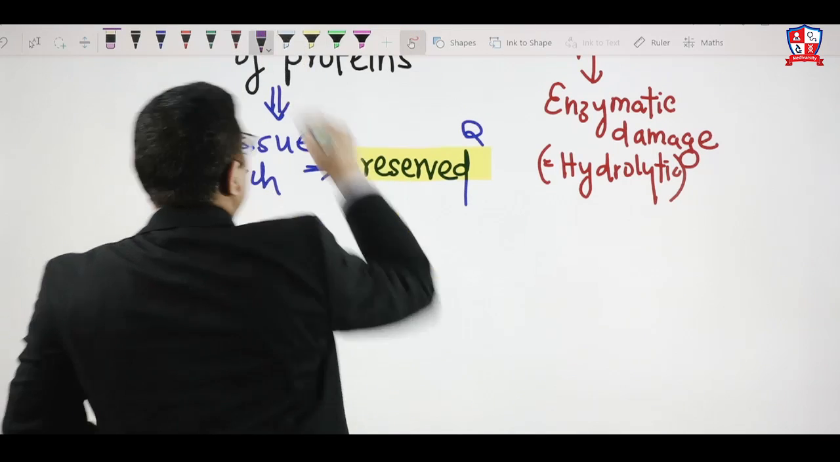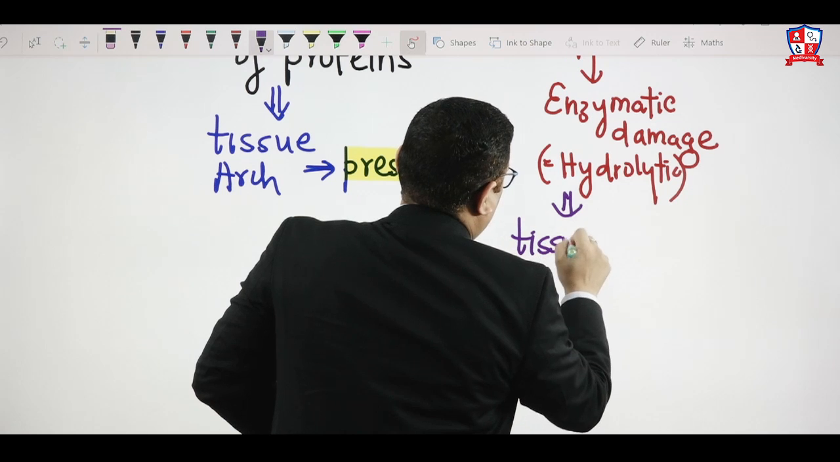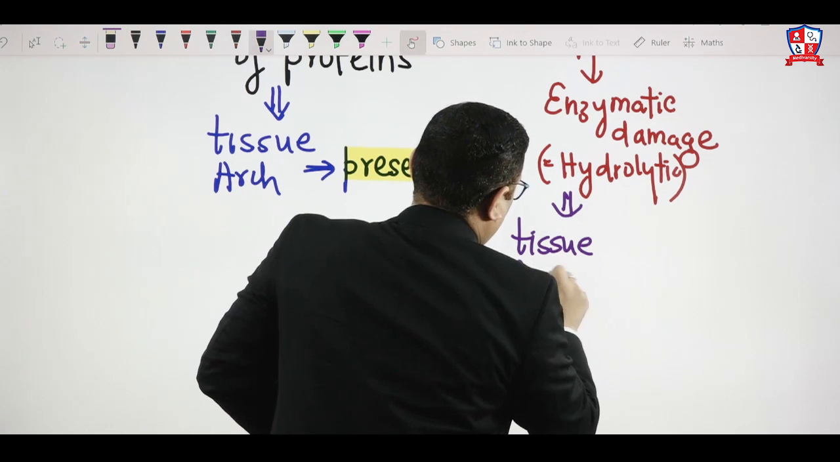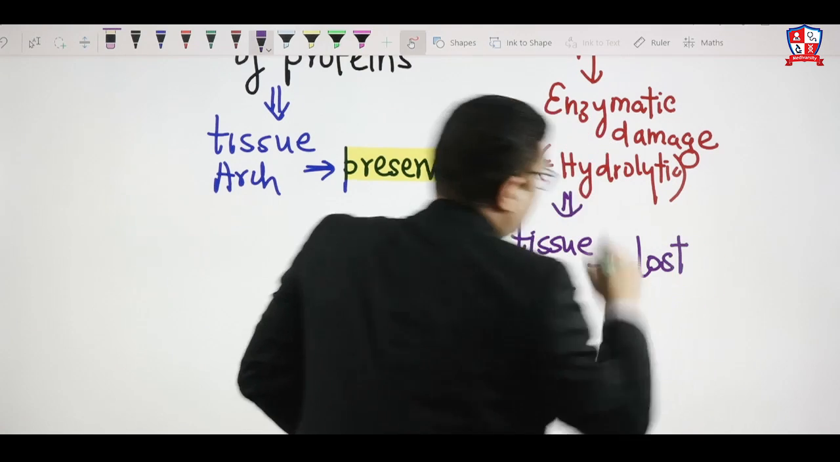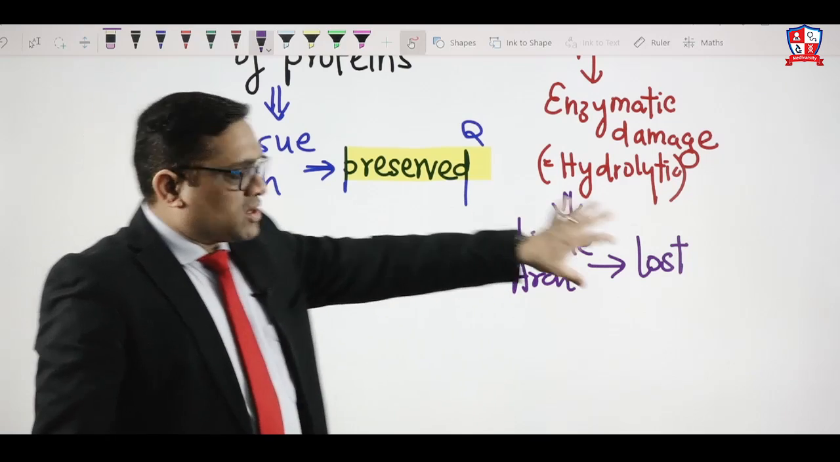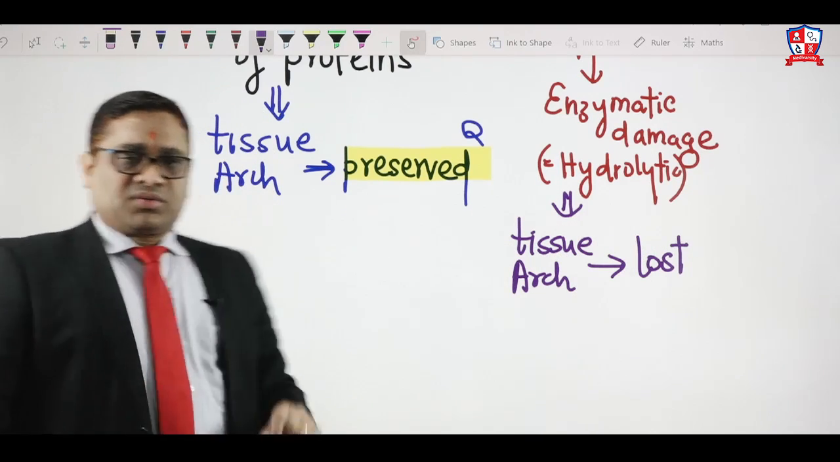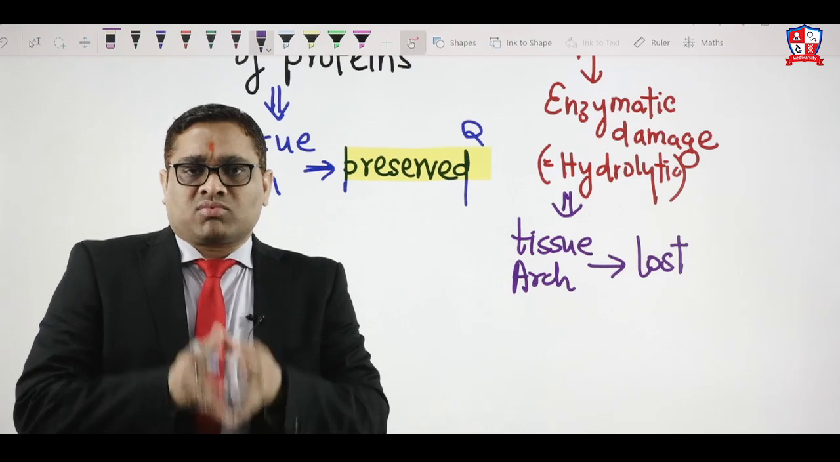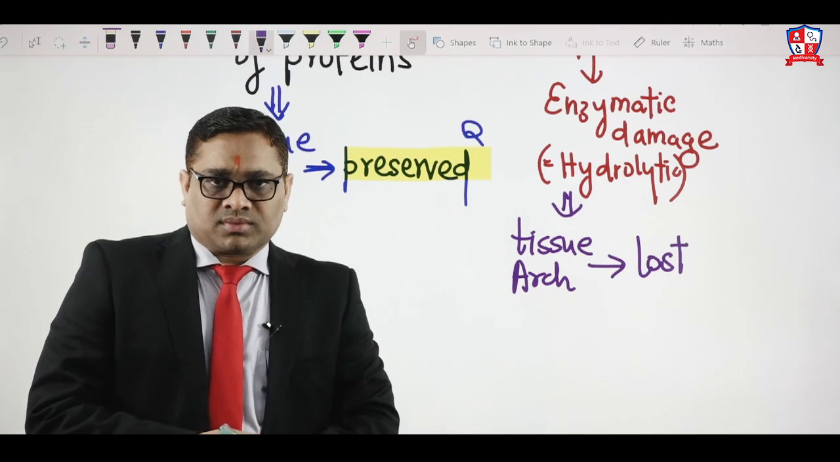Tissue architecture will be lost in liquefactive necrosis, and tissue architecture will be preserved in coagulative necrosis. These are very important things to keep in mind to understand future discussion also.